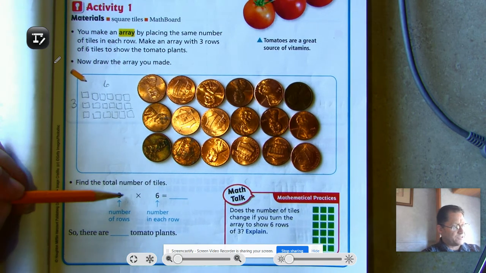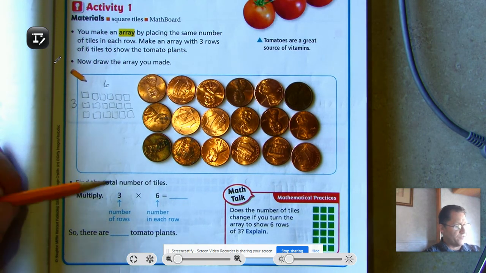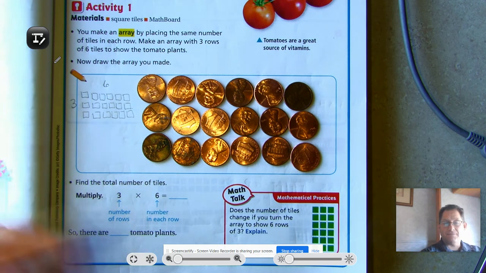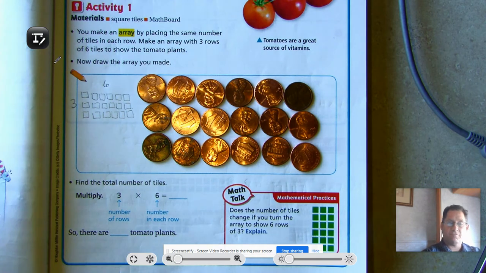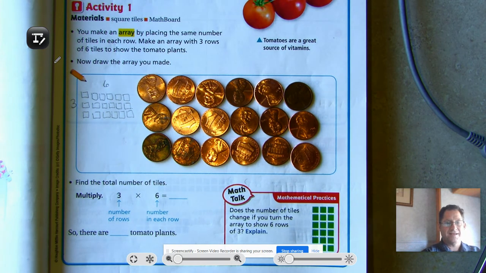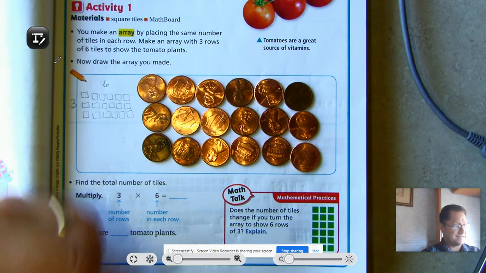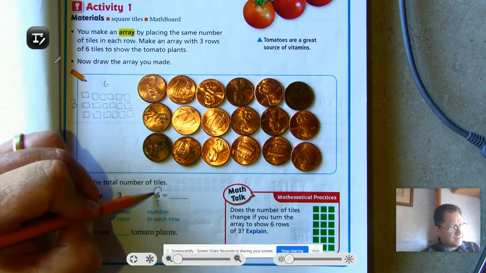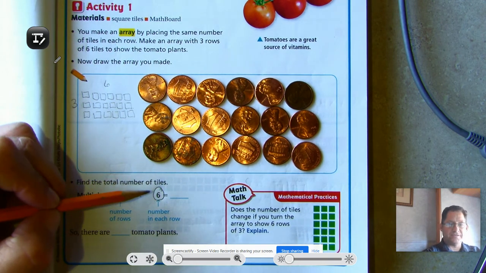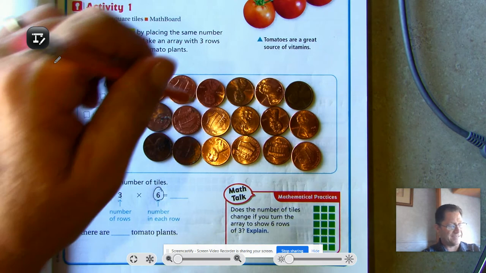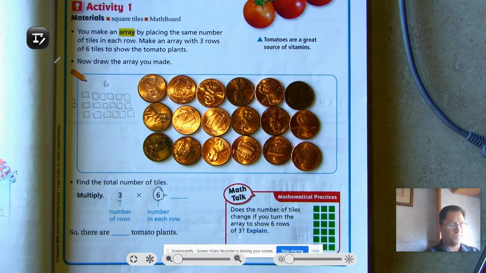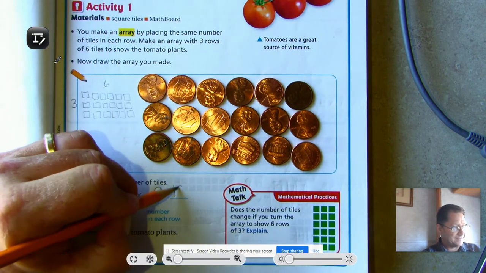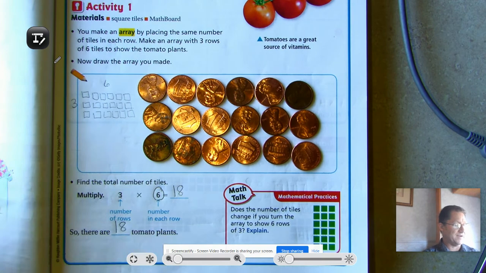Now find the total number of tiles. The first factor in our multiplication expression, the 3, represents the number of rows. If I have 5 times 7, the 5 comes first, and that would tell me to make 5 rows. The second number tells me how much is in each row. So we have 3 rows, and you can circle the second factor to remind you that there are 6 in each row. So 6, 12, 18. There are 18 tomato plants.